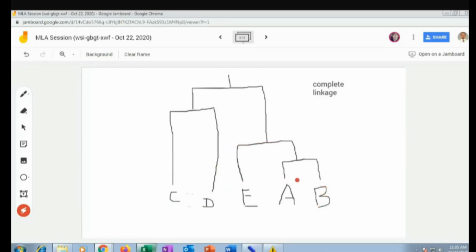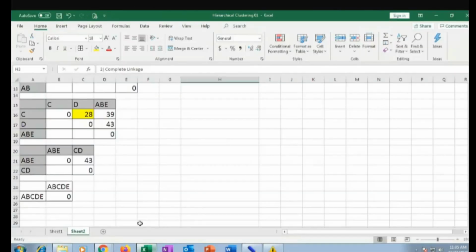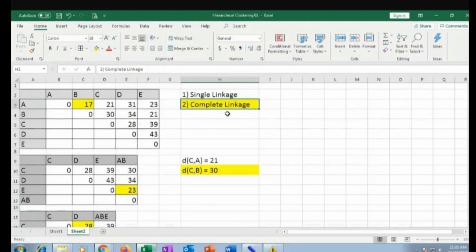Okay. So maybe this is easy, but the thing is that when you are dealing with complete linkage, you have to find out the maximum distance when you are finding out the distance between two clusters. But when you are merging, you have to see the closest cluster. So this is a little confusing, and it is the difference between the single linkage and complete linkage.